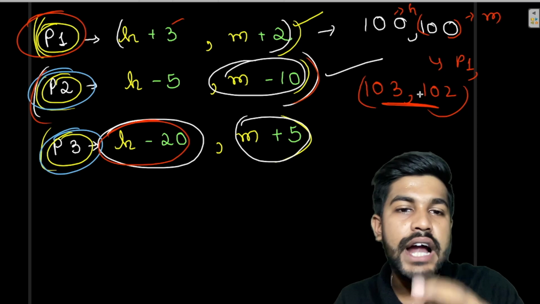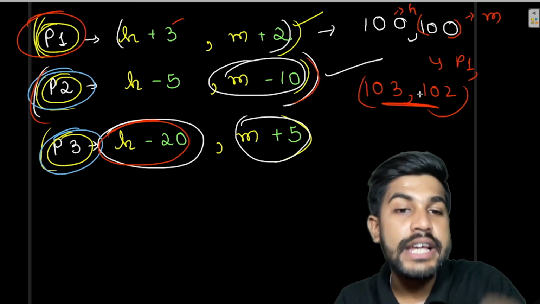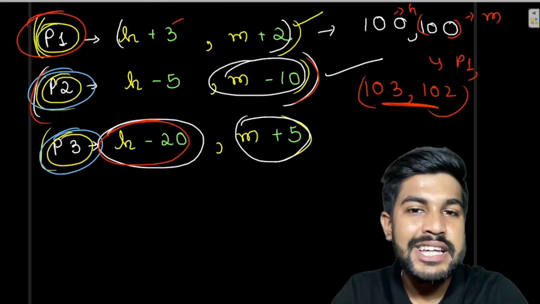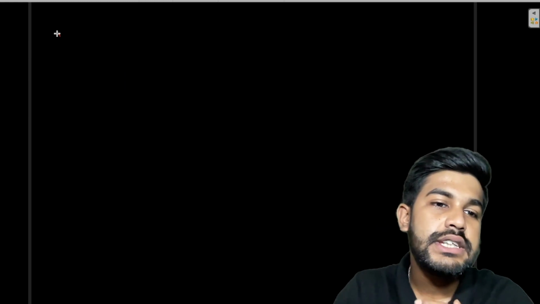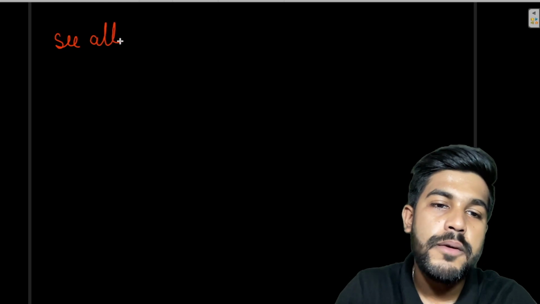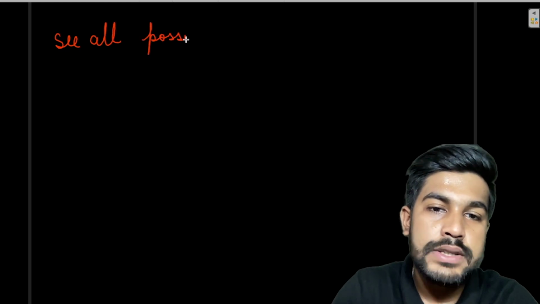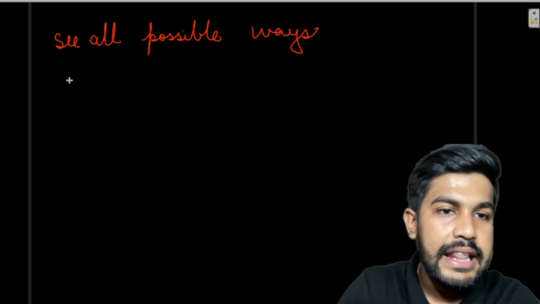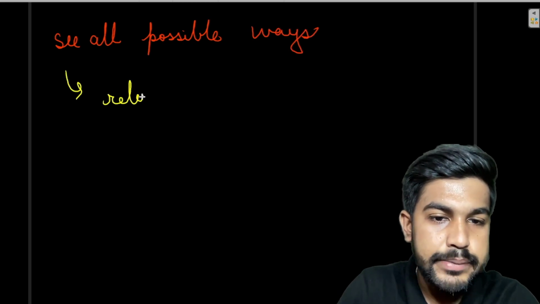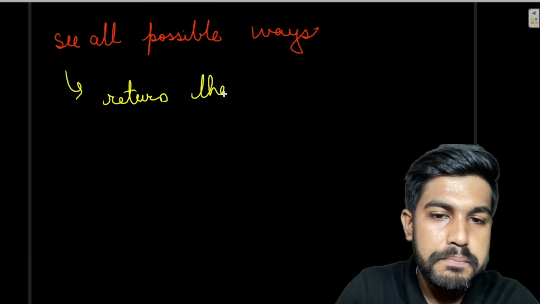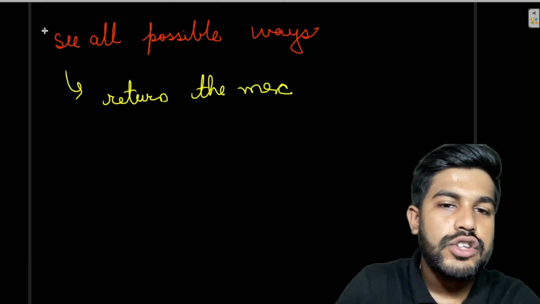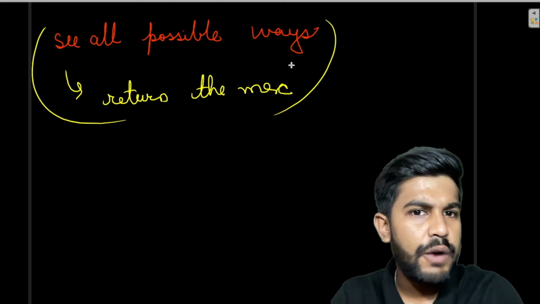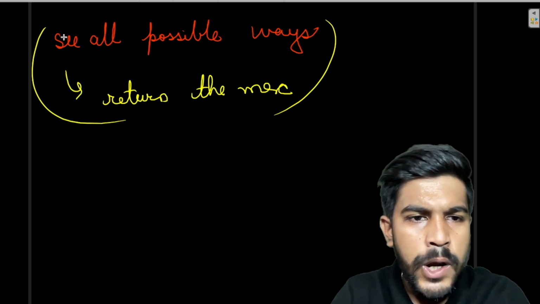So whenever we can't really decide which one to choose at each step and we are given a number of options, then the best thing is to see all possible ways, and then return the maximum. So we see all possible ways, and at the end we return the maximum. So this is how we can proceed. So see all possible ways.